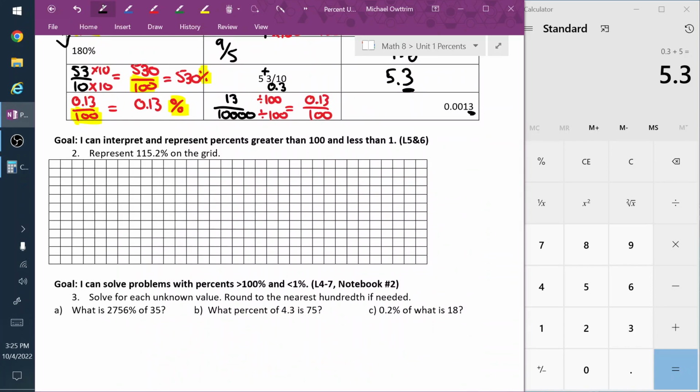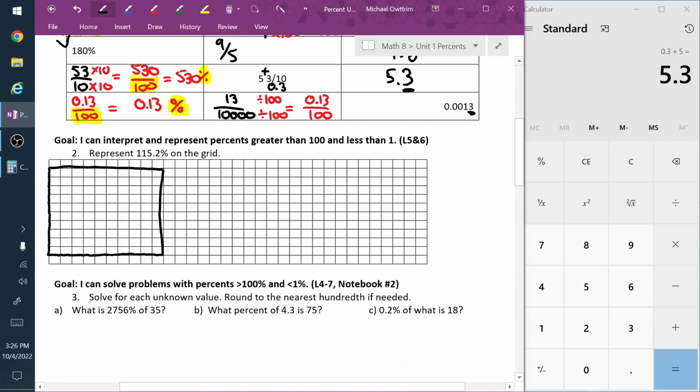In question 2, it's our easiest. We want to represent 115.2% on the grid. First thing to do is that we know percent means out of 100, so we want to go ahead and start with squares that are 10 by 10, so that we have 100 squares. We do that, and of course, we'll go ahead and add that in.